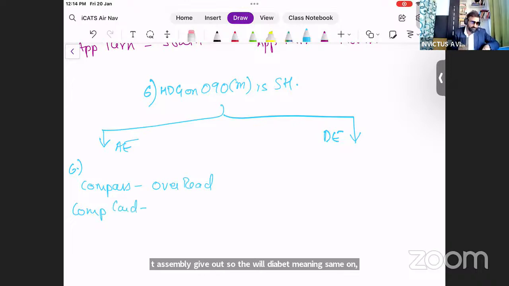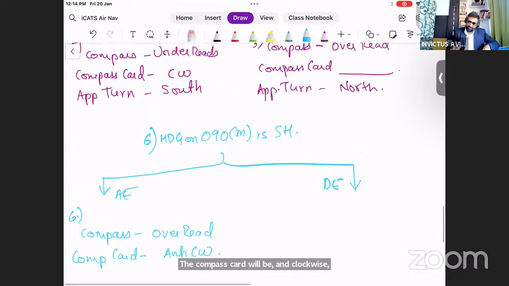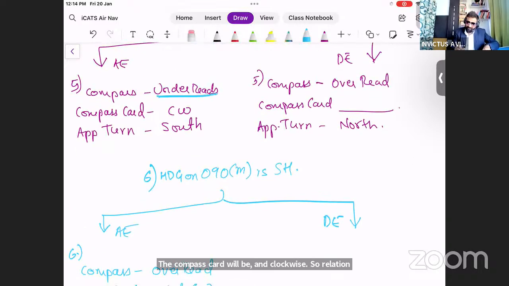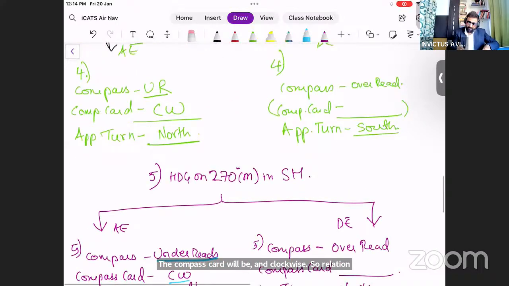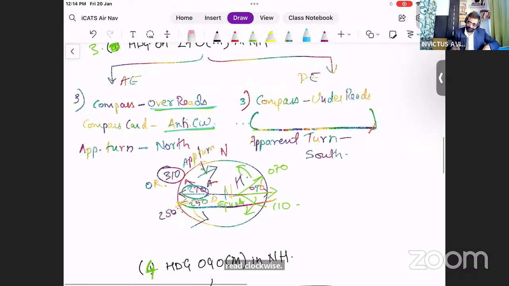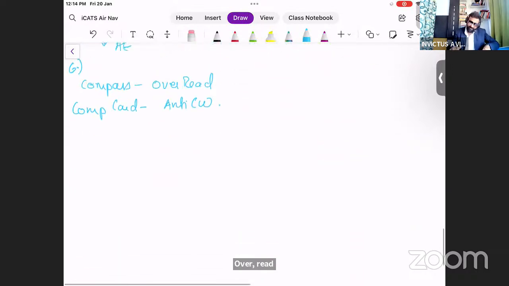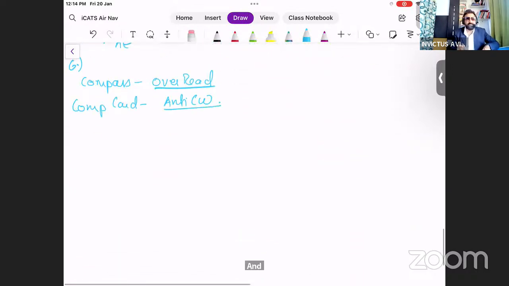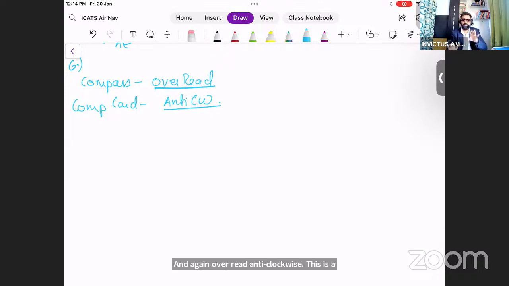The compass card will be anticlockwise. So the relation, if we look: underread, clockwise; underread, clockwise; overread, anticlockwise; and again overread, anticlockwise. This is a secret again. Anywhere your magnet assembly or the compass card is anticlockwise, then your compass will overread. Simple. So this will be easier to remember. But logical understanding is much better, I would say.